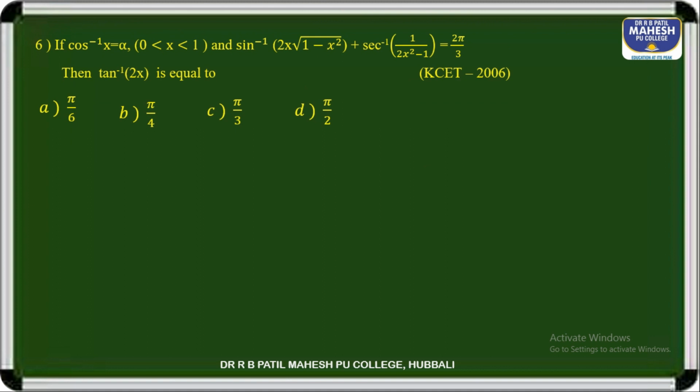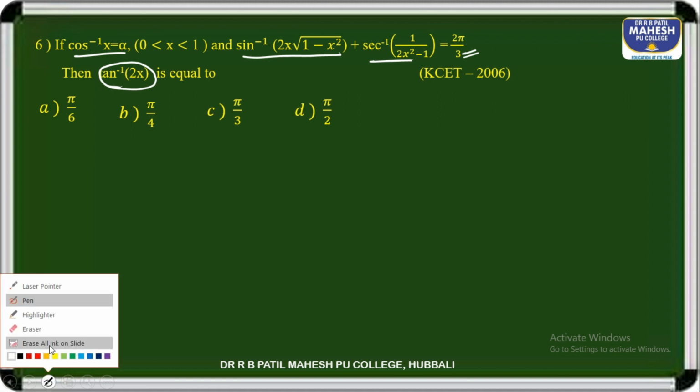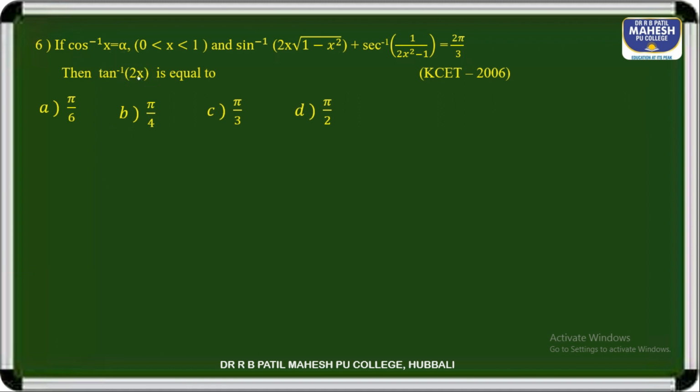Number 6. If cos inverse x equal to alpha and x lies between 0 and 1, and sin inverse of 2x into root of 1 minus x square plus sec inverse 1 upon 2x square minus 1 is 2 pi by 3, then the value of tan inverse 2x is equal to, they are asking the value of tan inverse 2x. Very simple question asked in the year 2006. So here cos inverse x equal to alpha, don't think much about this, just neglect it, only consider this expression.